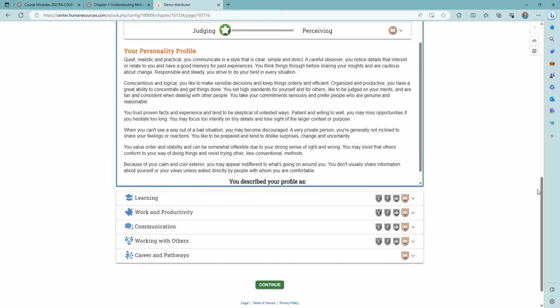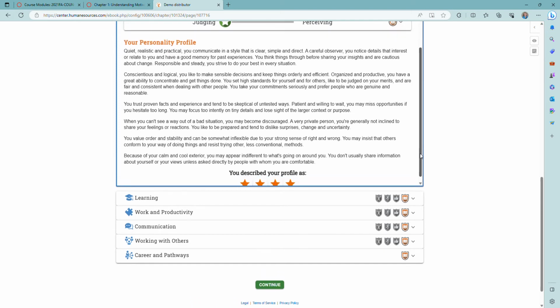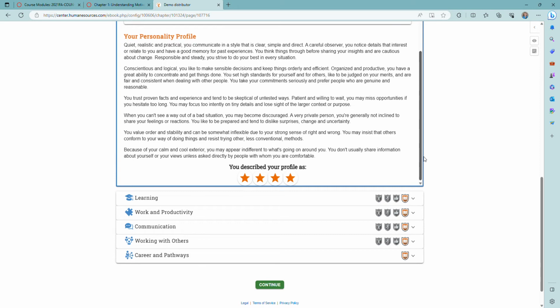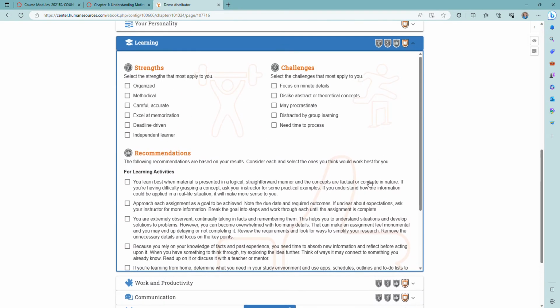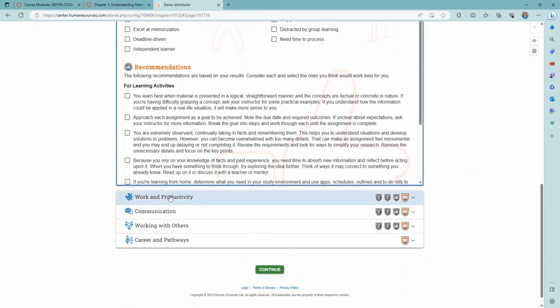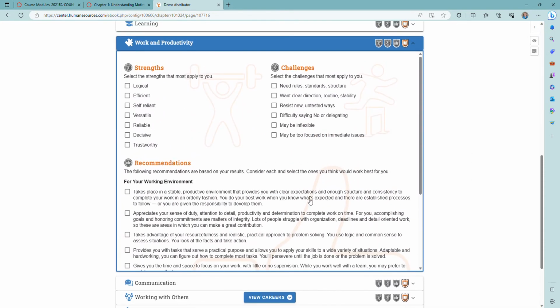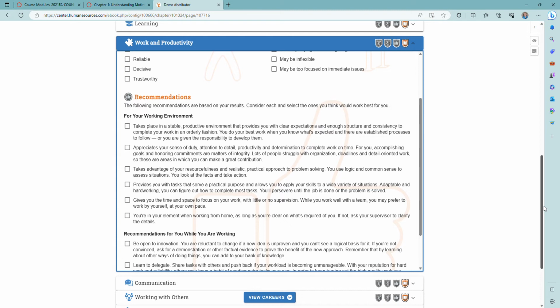Students often ask me for a letter of recommendation, and I'll take some phrases from this because it's very positively written. How does my personality type affect learning? What are my strengths as a learner? What are my challenges? What are some recommendations for improvement? How does my personality type affect my work and productivity? What are my strengths and challenges, recommendations?